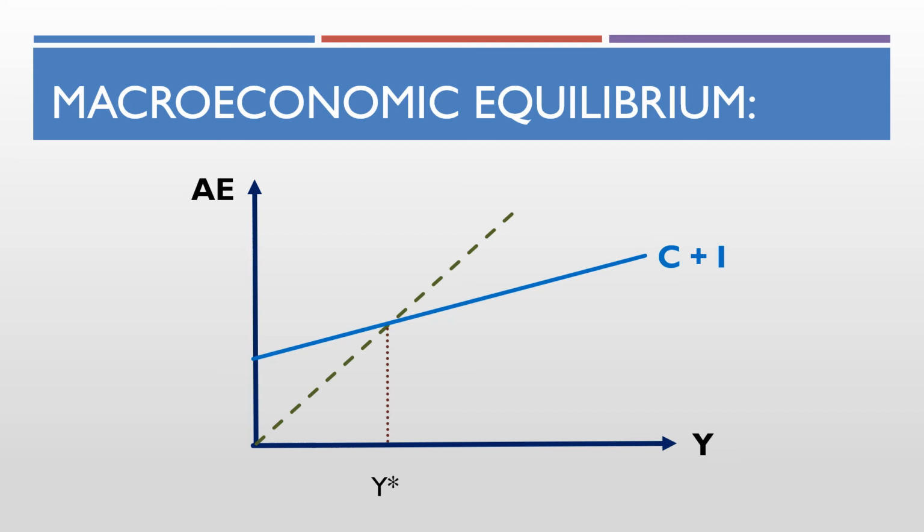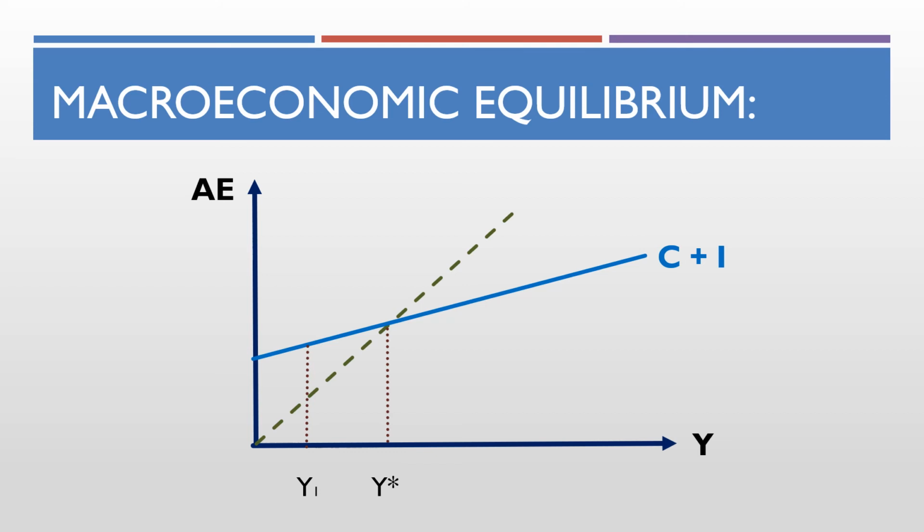Now the question is, how come we always land on this equilibrium? How come this is the equilibrium but not the other points? So let's try to find another point on the graph. Let's say Y1. So we would like to ask the question: what if the economy actually produced Y1 instead of Y star? Is that going to make any difference? Is the economy going to make changes?